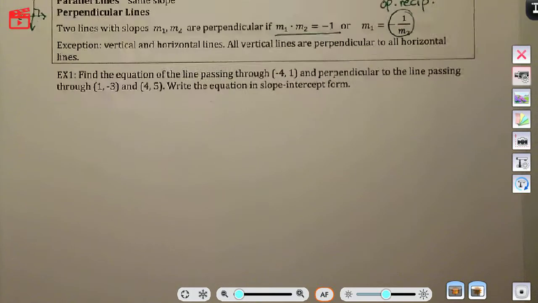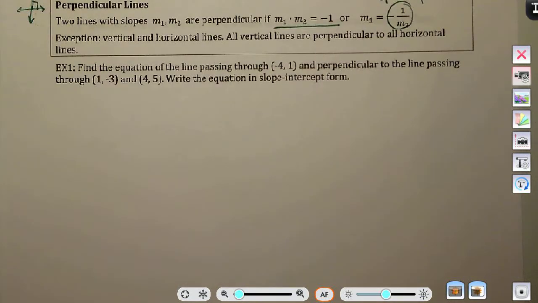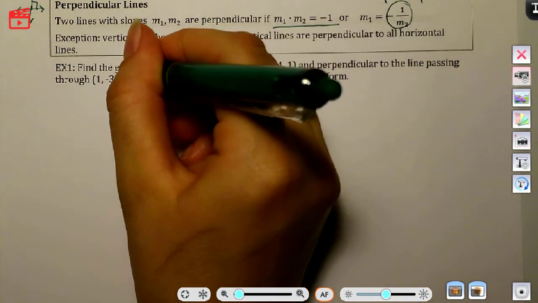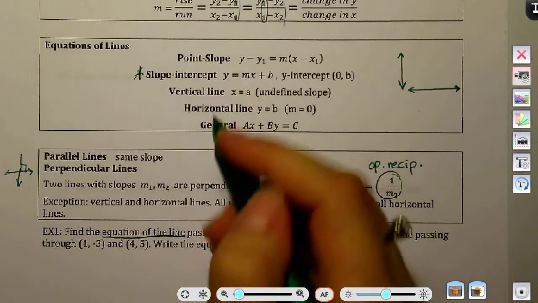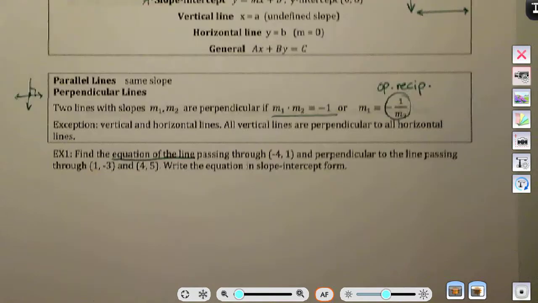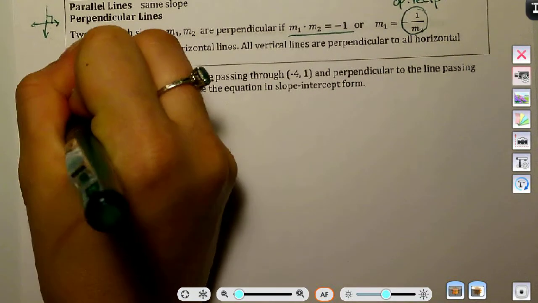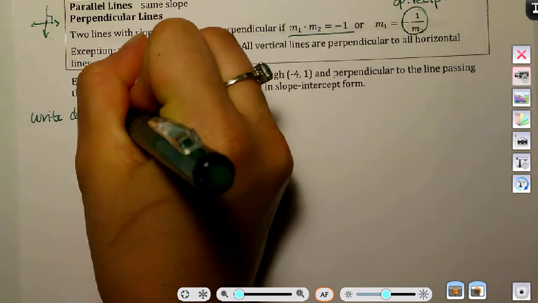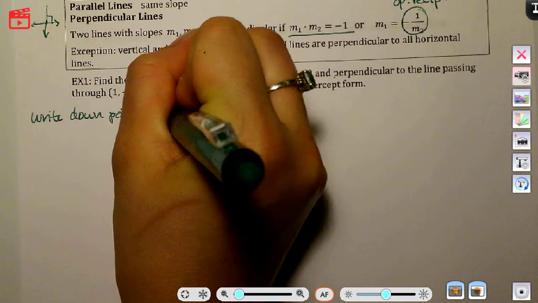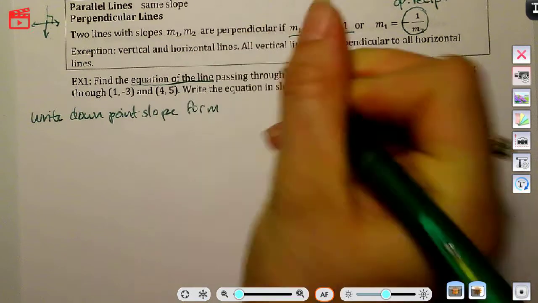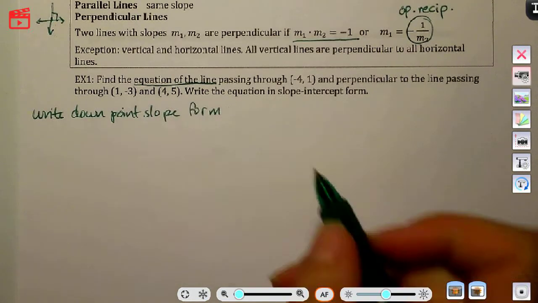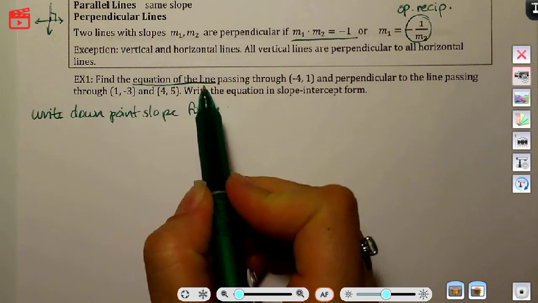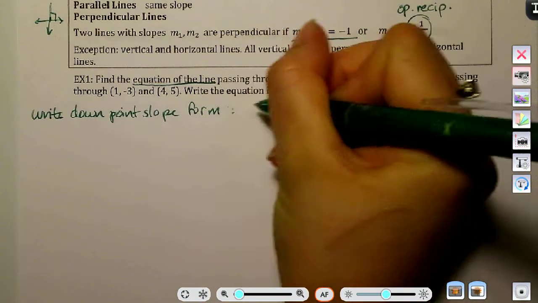So here's our first example. Find the equation of a line. Whenever I hear find the equation of a line, what I like to do is write down the point-slope form. So first things first, write down point-slope form. There are exceptions to this, but pretty much this is the go-to form. So whenever I hear I'm writing the equation of a line, I'm going to write this baby down.